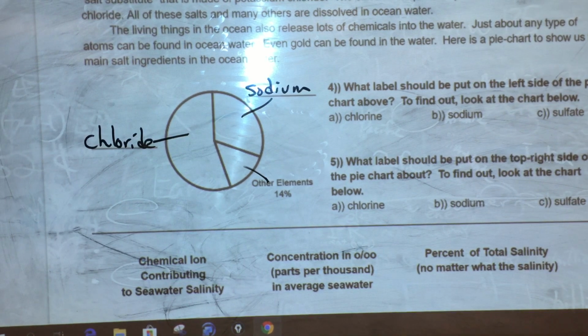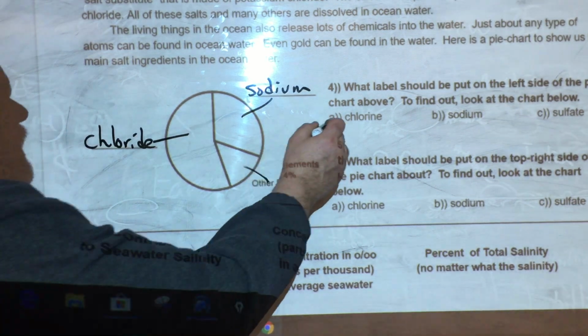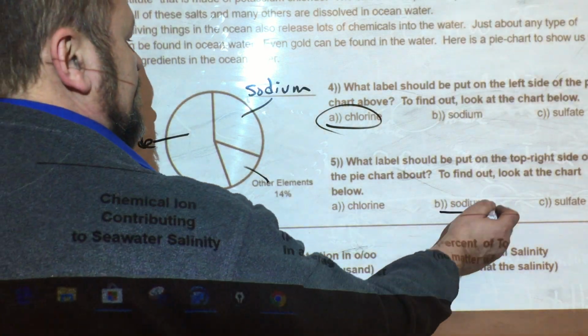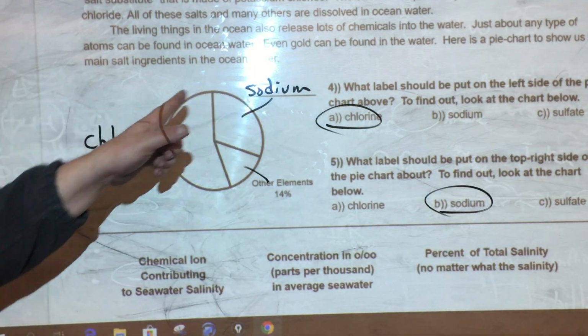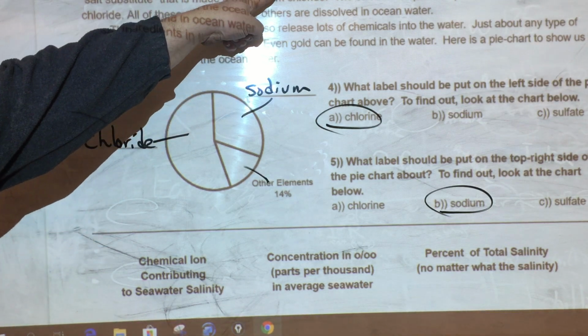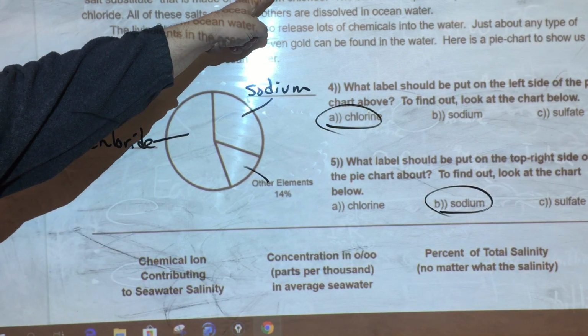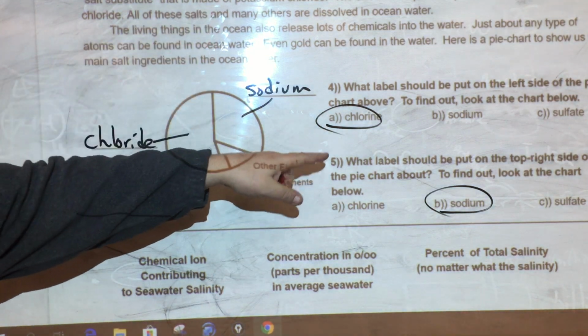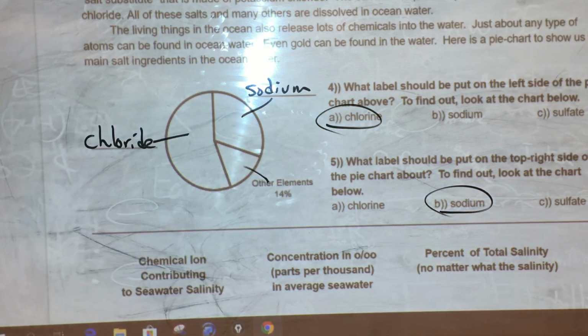Number 4, what label should we put on the left side of the pie chart? Chlorine. What label should we put on the top right-hand side? Sodium. So sodium and chloride together make up the kind of salt that we eat. The calcium chloride for sidewalks, that's part of the other elements.